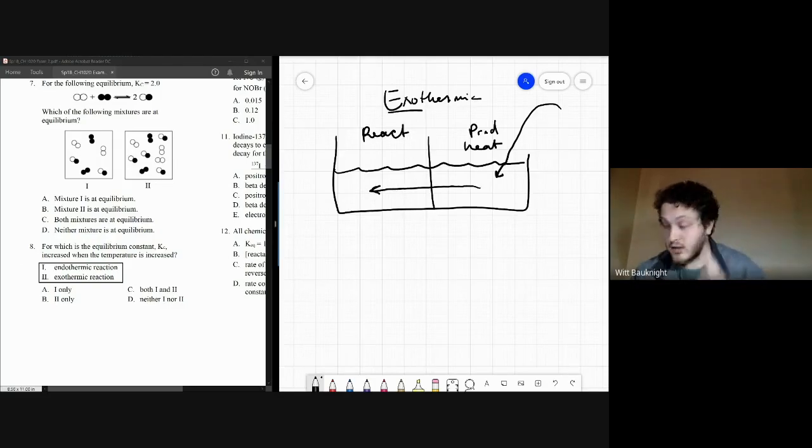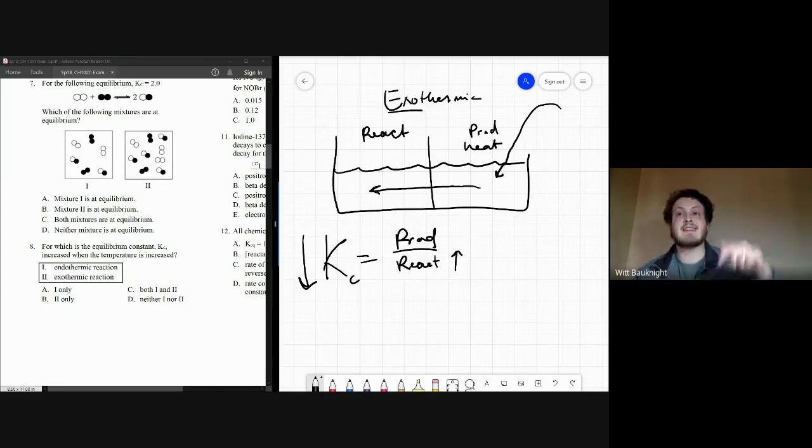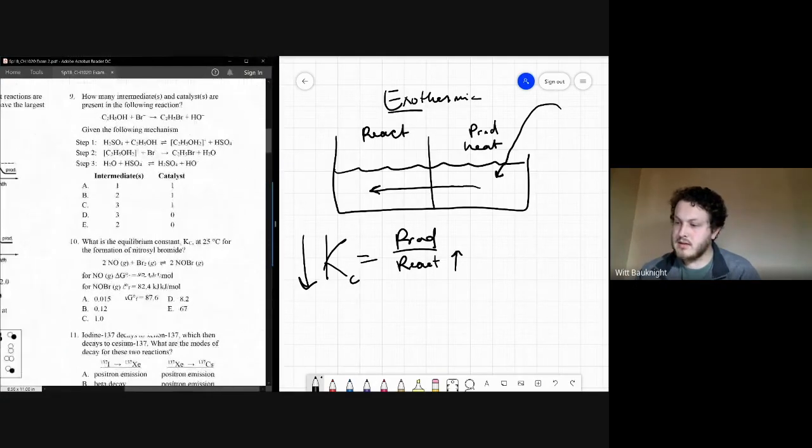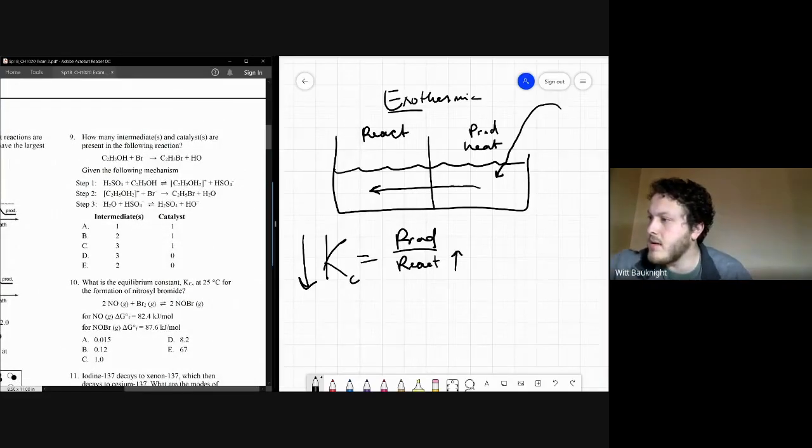So if reactants are going up, this is what K is. K is product over reactant again. If reactants are going up, it's actually causing Kc to go down. So this is not true for an exothermic reaction. So that is why the answer is going to be only statement one, or A. Let's talk about the next problem. Problem number 9.